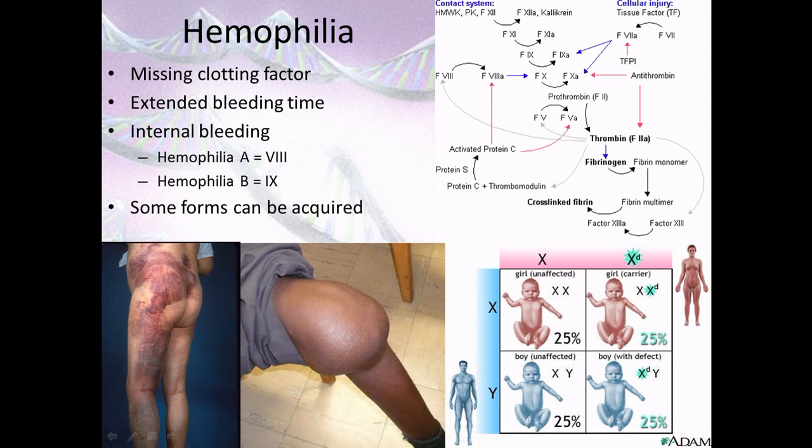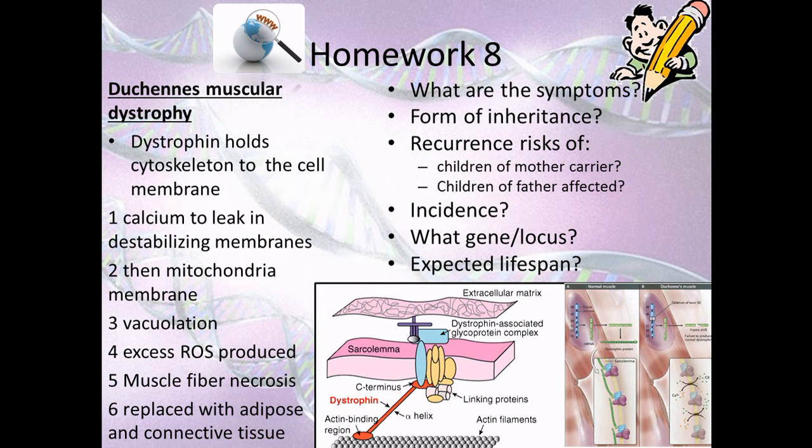So the next 2 slides I'm actually going to have you do on your own. This is a homework question. I'm going to have you look up Duchenne's muscular dystrophy. So muscular dystrophy causes a problem with something called dystrophin. And dystrophin is important because it helps hold the cell together. It holds the cytoskeleton to the cell membrane, so it gives support to the cell. If you don't have that, the cell membrane is weak. And if the cell membrane is weak, then calcium can leak in. And this is muscular dystrophy.